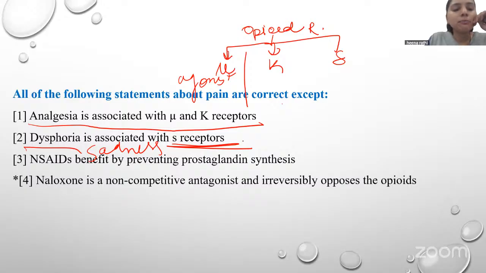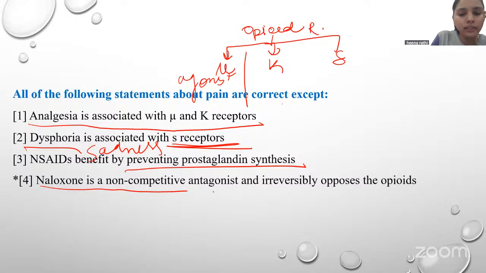Third, NSAIDs benefit by preventing the prostaglandin synthesis. Yes, aspirin, we have seen in the earlier question also, is going to have the effect on the prostaglandin. Prostaglandin synthesis is inhibited because the COX enzymes are inhibited. Yes, it is also correct. Naloxone is a non-competitive antagonist and irreversibly opposes the opioid. No, it is a competitive antagonist. Naloxone, which is an antagonist to the opioid receptor, is a competitive type. So option 4 is incorrect.